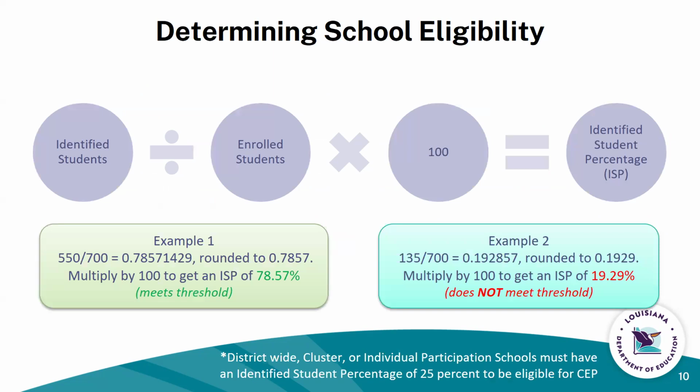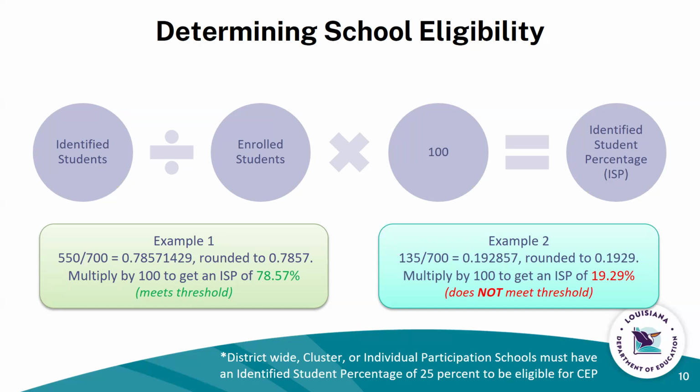All right. So this is the formula that SFA should use to determine the identified student percentage. You will divide the number of identified students as of April 1st by the number of enrolled students as of April 1st, and then multiply by 100. I've provided two examples of percentages for you.